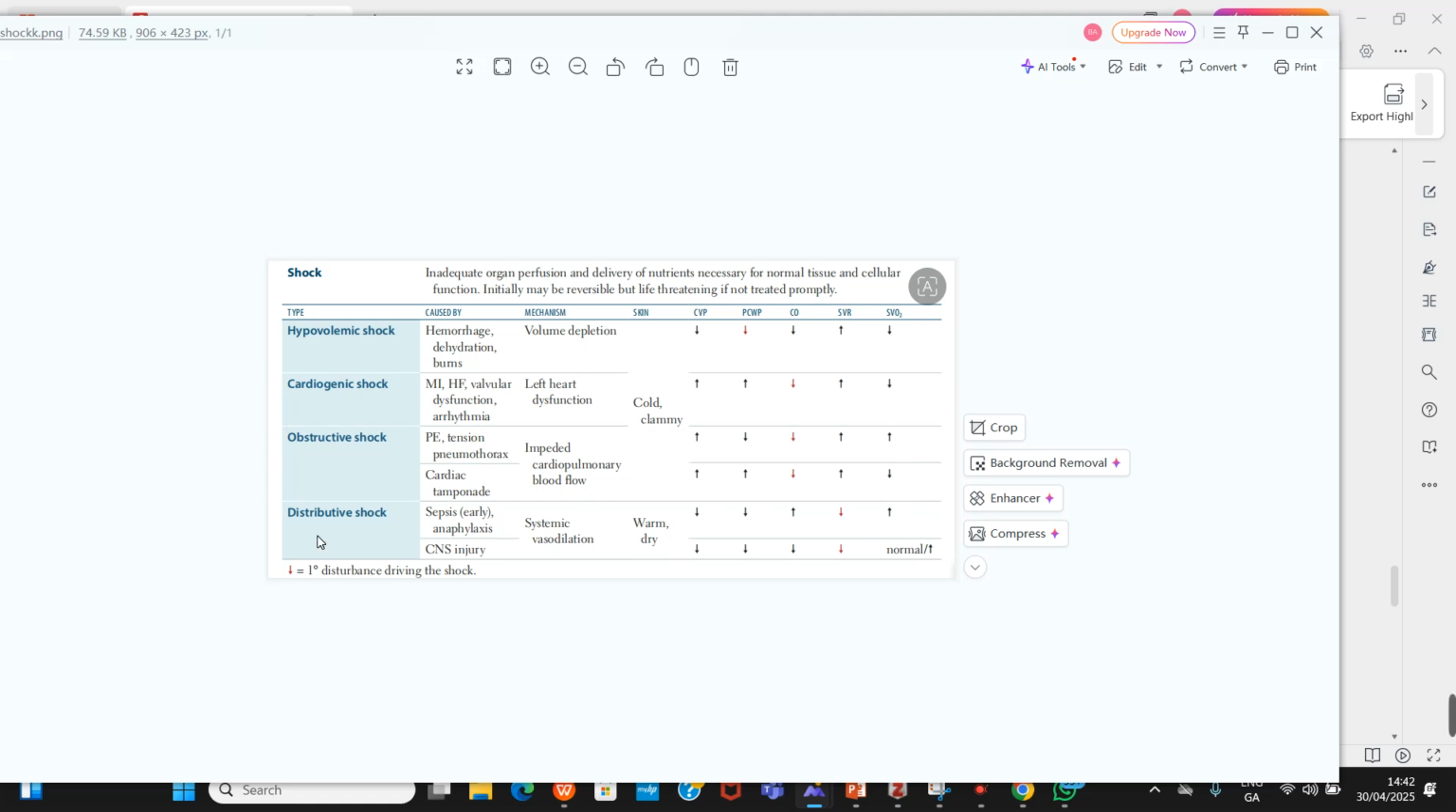Now, distributive shock. The common pathophysiology of distributive shock is systemic vasodilation. If they ask you, what is distributive shock? Anything that can cause vasodilation. Could be from different things. Now, two major things might be responsible for vasodilation. Either we have a lot of cytokines in circulation from mast cell degranulation, and we have a lot of histamine being released. So maybe from sepsis or from anaphylaxis, there's going to be histamine being released, and histamine is going to cause the systemic vasodilation.